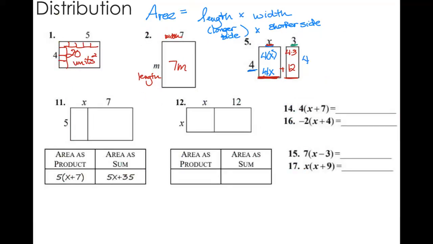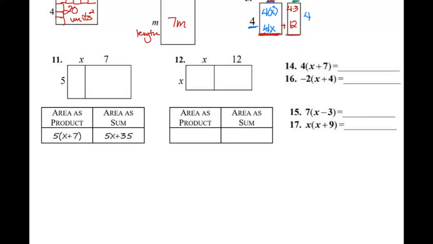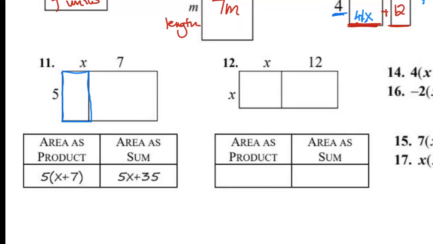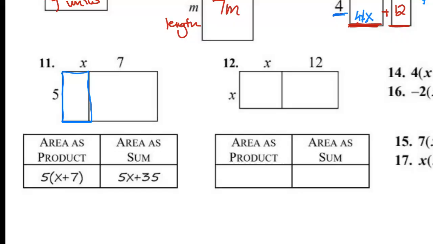So number 11. Now we have a larger rectangle made up of 2 smaller rectangles. Okay, so let's find the area of each individual rectangle first. So what's the area of the rectangle in blue? 5x. 5 times x, which is 5x. We're on page 70.